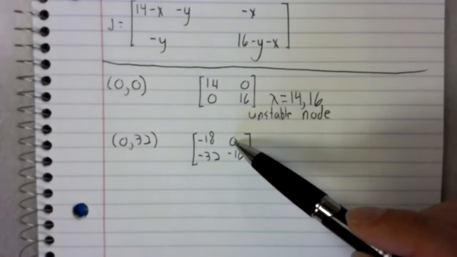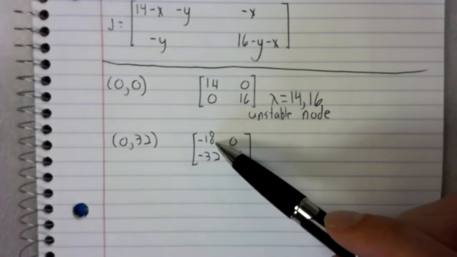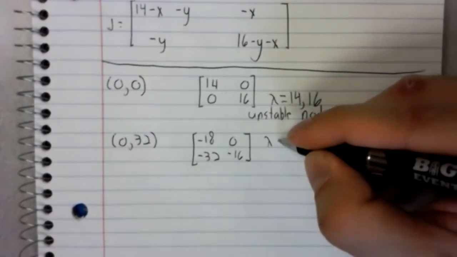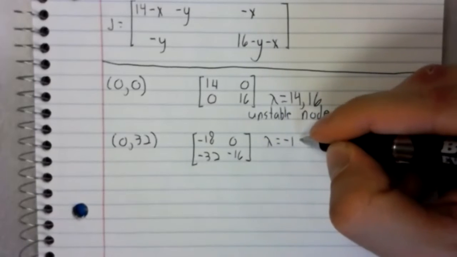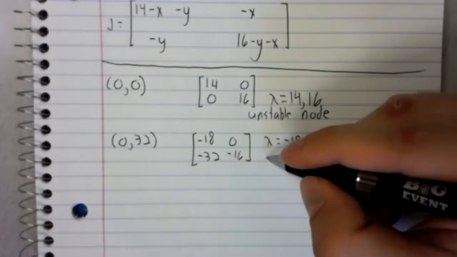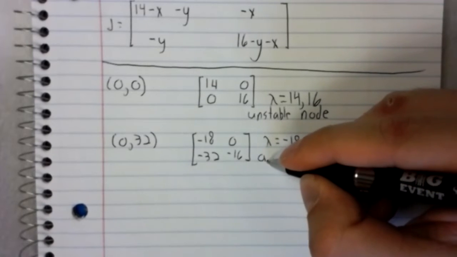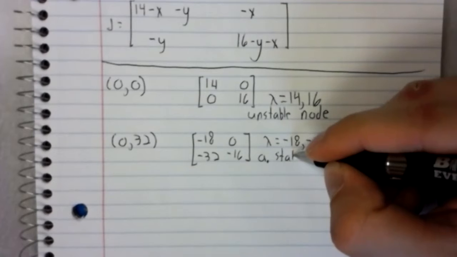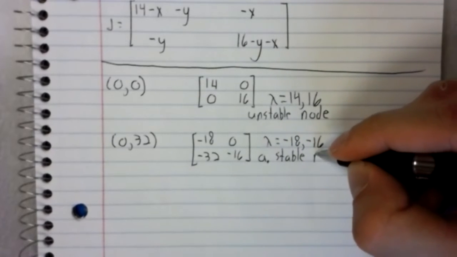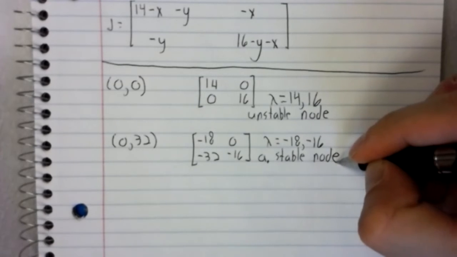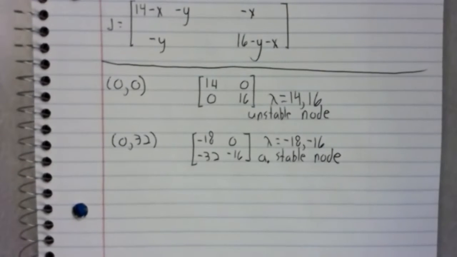This is 0, so the eigenvalues are negative 18 and negative 16. So this is an asymptotically stable node. This is something that we might see in nature.